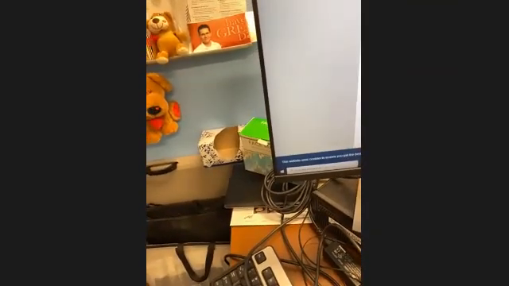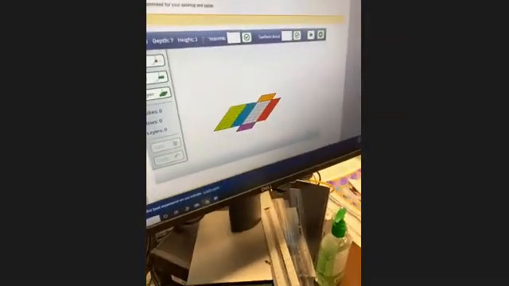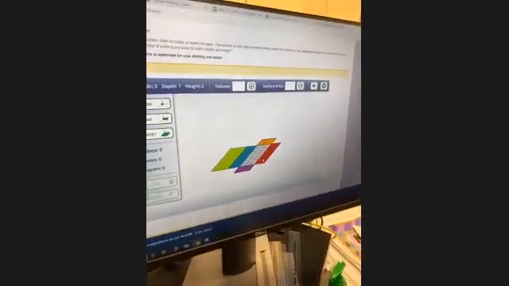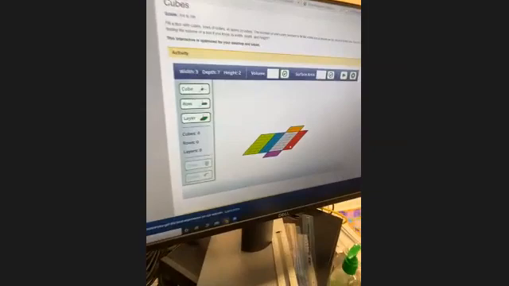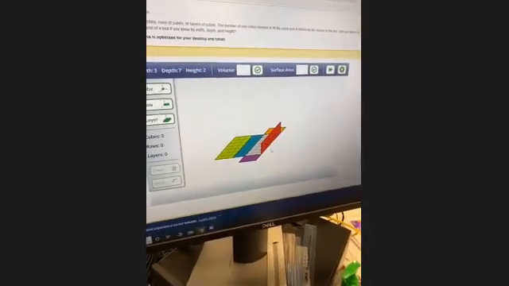See, because we're missing a. All right, so here it is. And now this model, parents at home, you should be able to manipulate it. Look at how it changes right there.